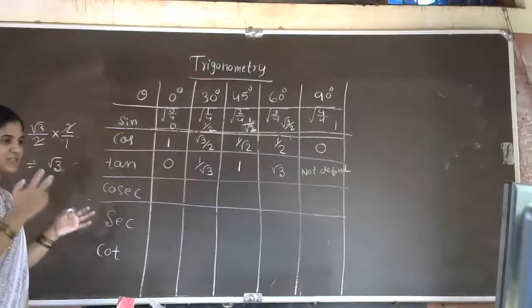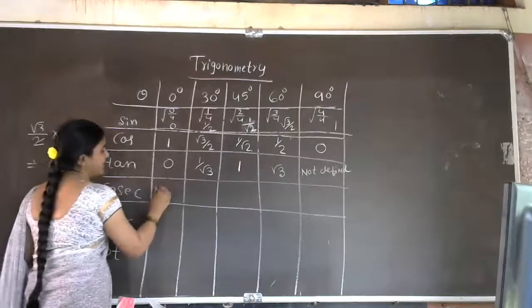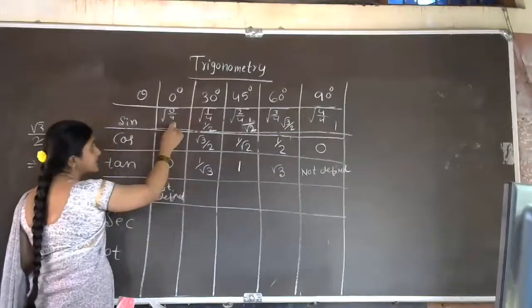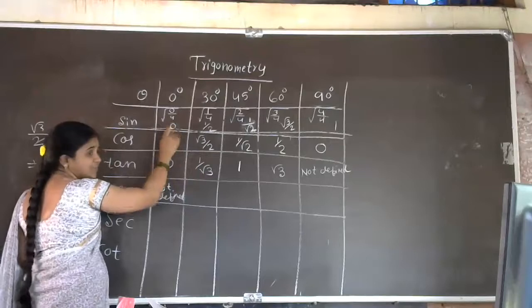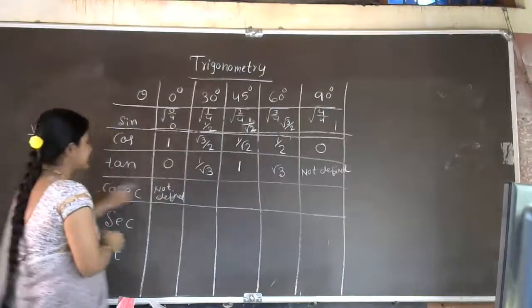Sin 0 is 0. 0 by 1 in the sense 1 by 0, not defined. Why is it not defined? Because sin 0 is 0, so 0 by 1 is there, and the reciprocal is 1 by 0. Not defined. Yes, next here.